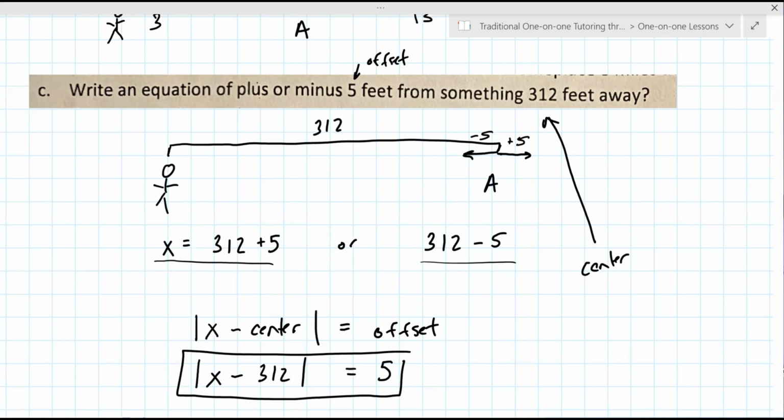Okay, there we go. All right, so let's look at part D. Let me get back to where I can snip that in.